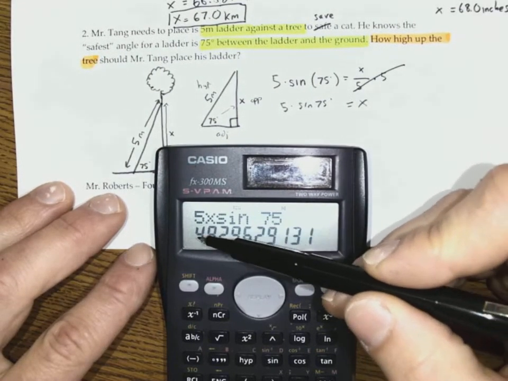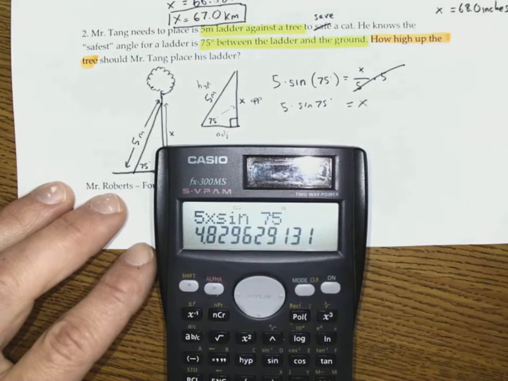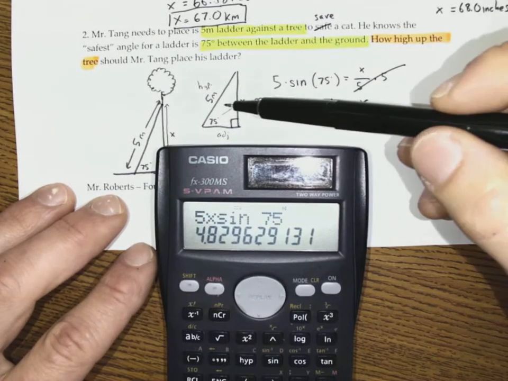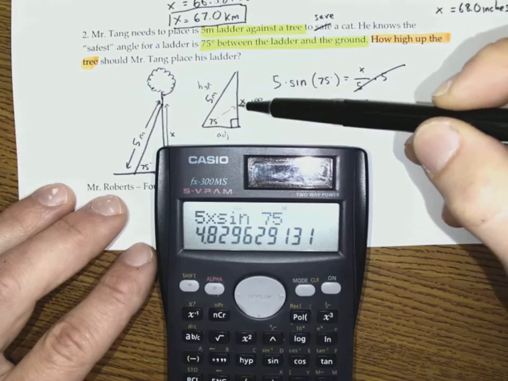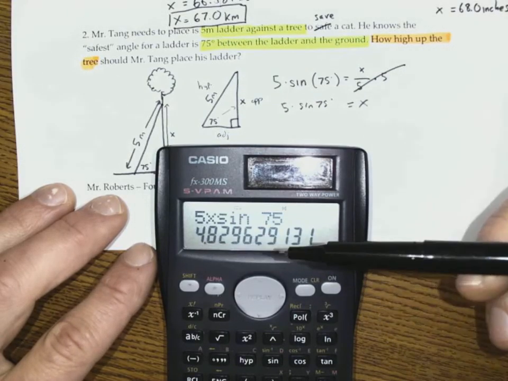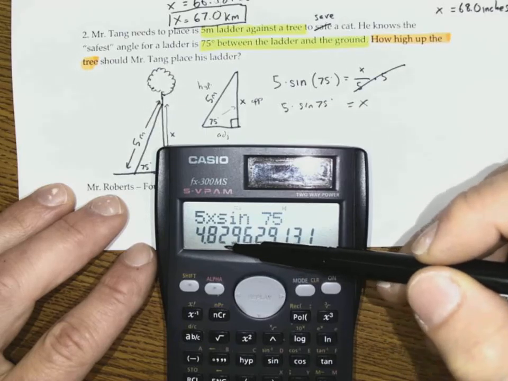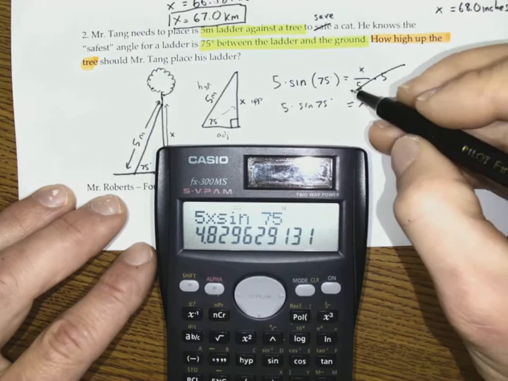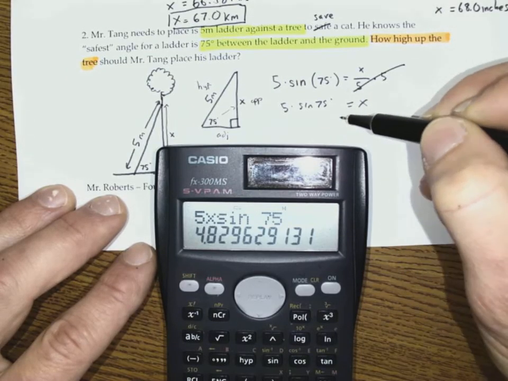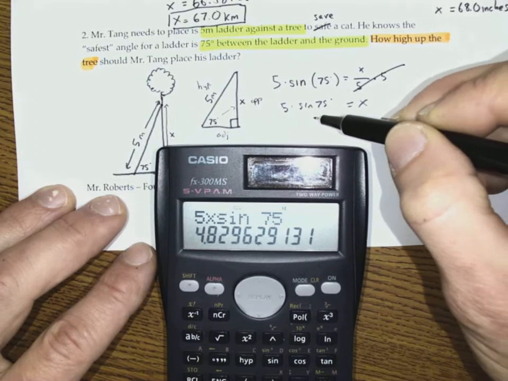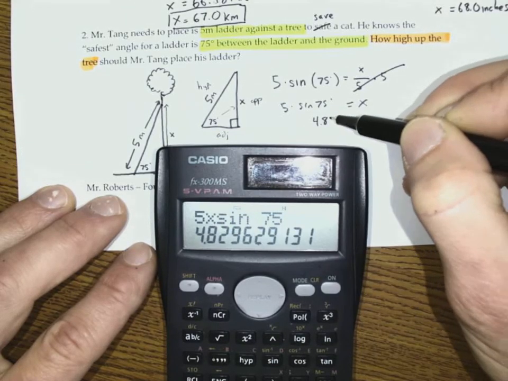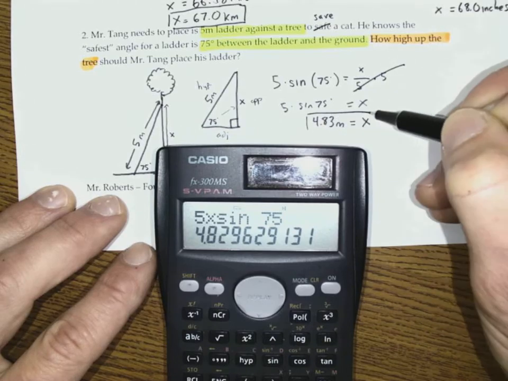However, if I rounded to the nearest whole number, that might be a little misleading. It wouldn't be very useful because it would imply that he'd need to place it 5 meters up the tree. And the only way to do that is if the ladder's laid right up next to the tree. So rounding to the nearest whole number might be a little too much rounding. So maybe round to the nearest 1 or maybe 2 decimals. I'm going to round to 2. So that way Mr. Tang has a little bit of extra information if he needs it. He can always discard it later. So I'm going to say Mr. Tang should place the ladder 4.83 meters up the tree.